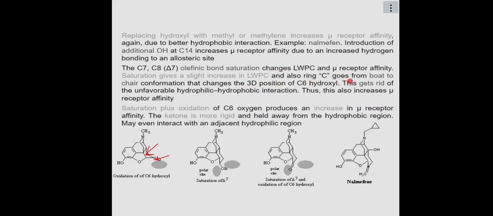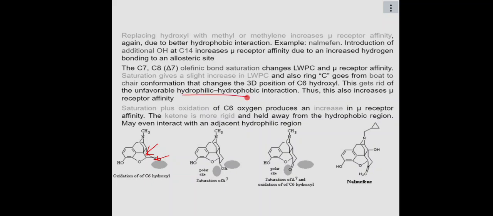and also ring C goes from boat to chair conformation that changes the 3D position of the carbon 6 hydroxyl group, as we have explained there, increasing its interaction. So it goes from boat to chair conformation that changes the 3D position of the carbon 6 hydroxyl group, and therefore it has been completely removed from interacting or influencing the hydrophobic area, which is supposed to be interacting with the hydrophobic groups. This gets rid of the unfavorable hydrophilic hydrophobic interaction.